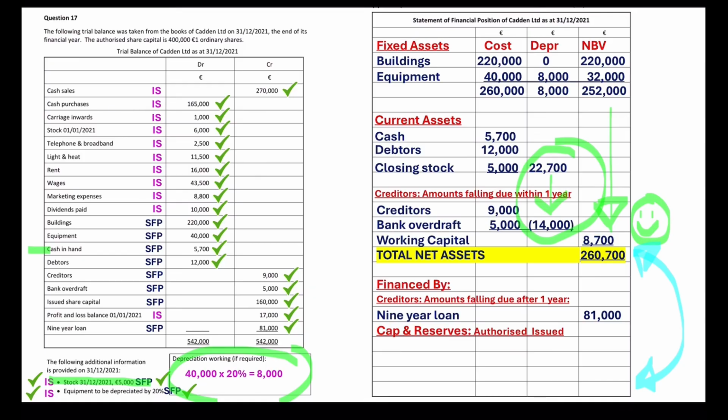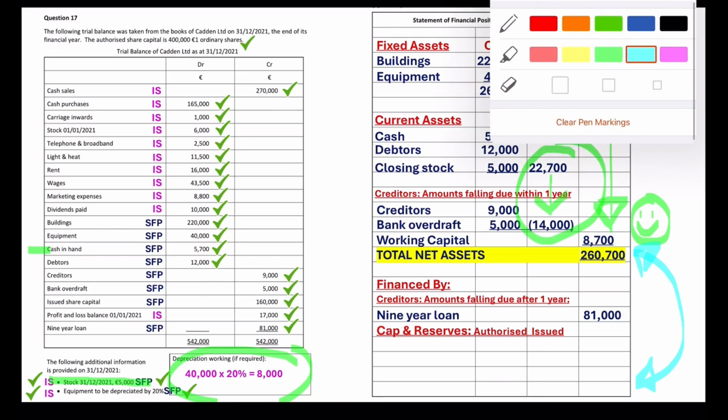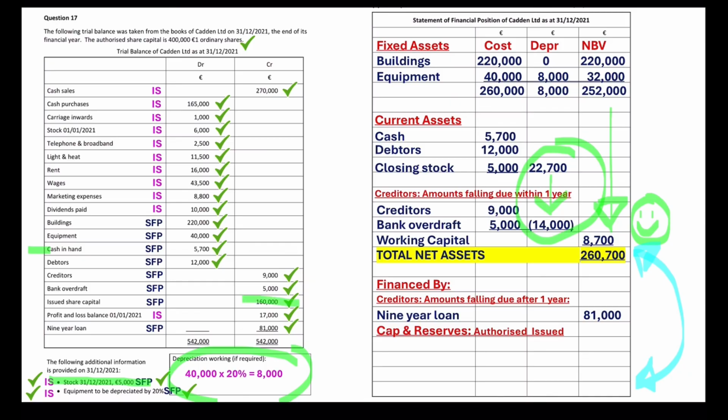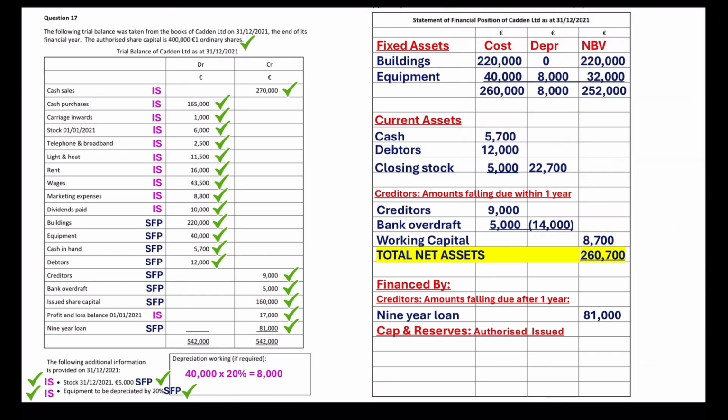Now, you've got 160,000 issued capital that we can see here, and then up here we have 400,000 authorized capital. So authorized capital is the amount that you are allowed to sell up to, and issued is the amount that you actually have sold. So if this company wanted to raise more money, it's got 240,000 there that it still could sell. Selling shares could be a good way to do it. So you've got your 400,000 authorised capital and your 160,000 issued.